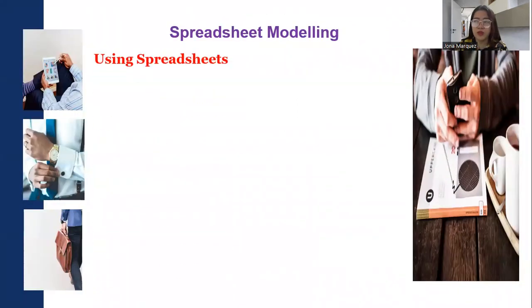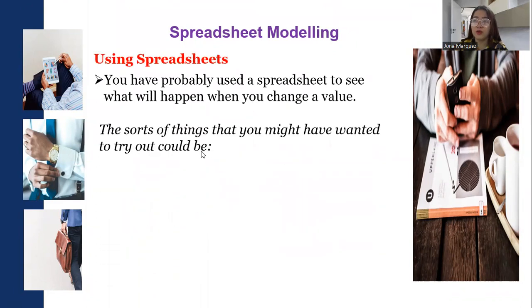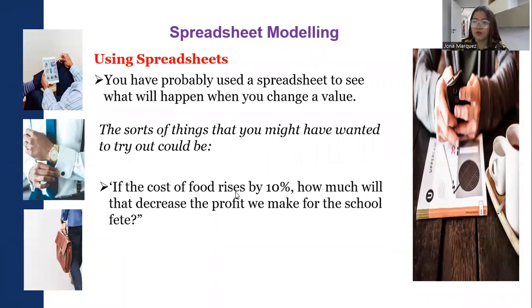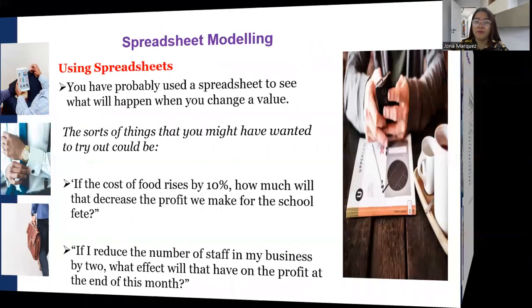Now, using a spreadsheet, you have probably used one to see what happens when you change a value. The sorts of things that you might have wanted to try out could be: if the cost of food rises by 10%, how much will that decrease the profit we make for the school? Second, if I reduce the number of staff in the business by 2, what effect will that have on profit at the end of this month?